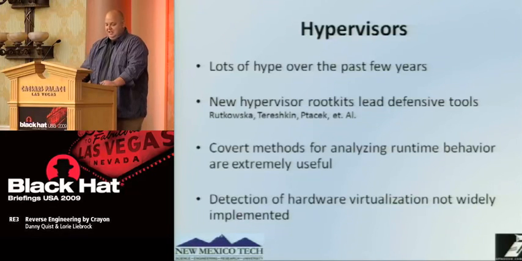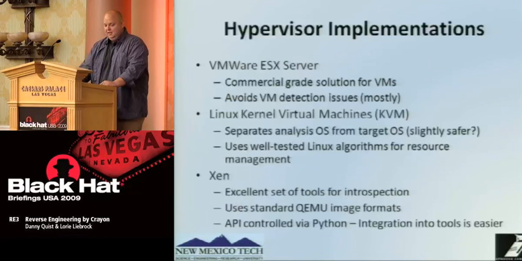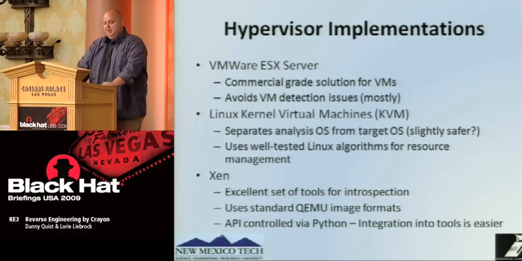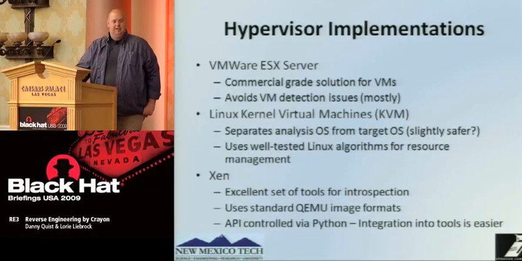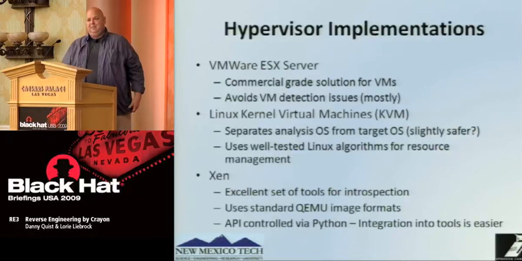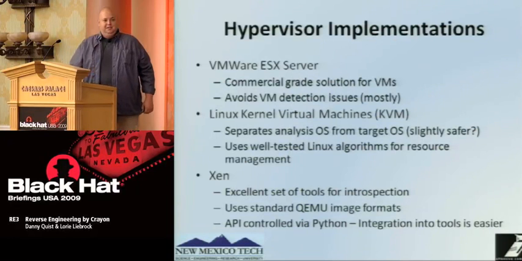Also, detection of hardware virtualization is out there. It can be done. I just haven't seen it implemented very much. Okay. A couple of hypervisor-based implementations I played with along with this: VMware's ESX server is a commercial-grade solution for VMs, and I think it's powering most of the cloud infrastructure that's out there. This avoids a lot of the VM detection tools. The next one is the Linux kernel virtual machines. This is a separate analysis operating system from the target OS. When I'm doing my reversing, this is typically how I like to sit in there, and that's just to prevent me from accidentally executing malware on my home box, which doesn't happen often, but when it does, it's hilarious.